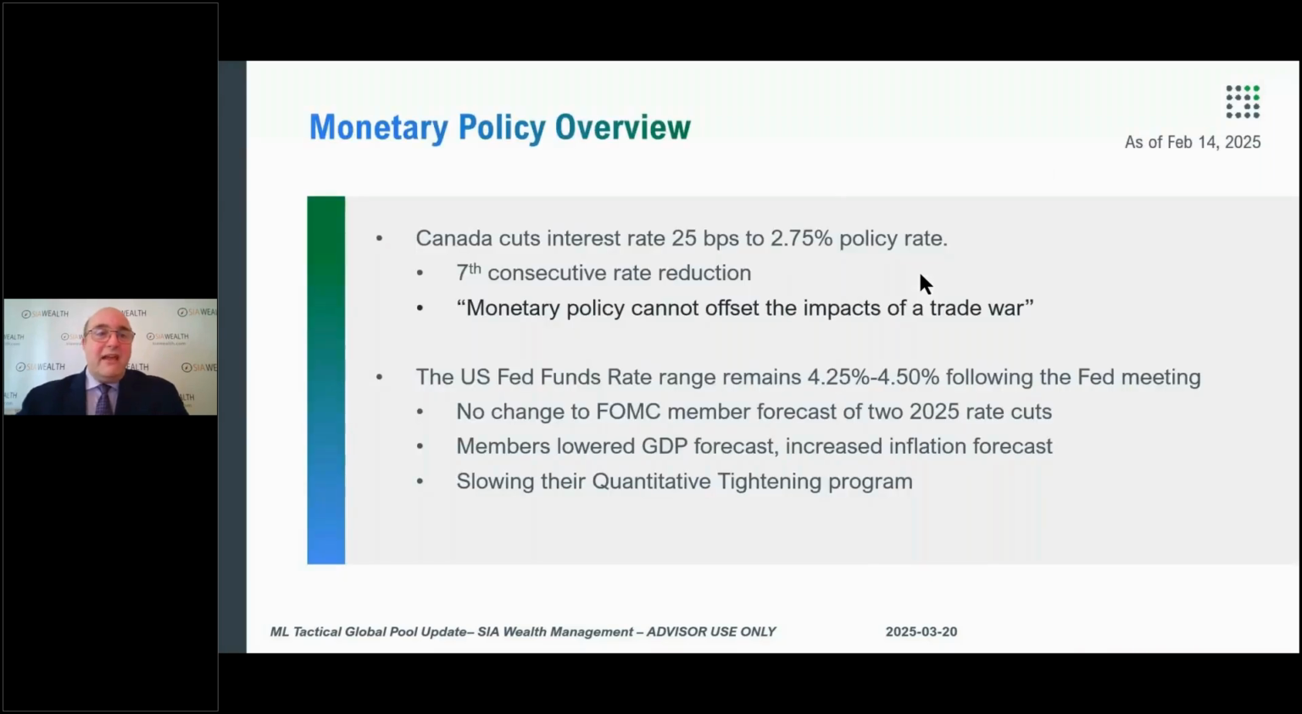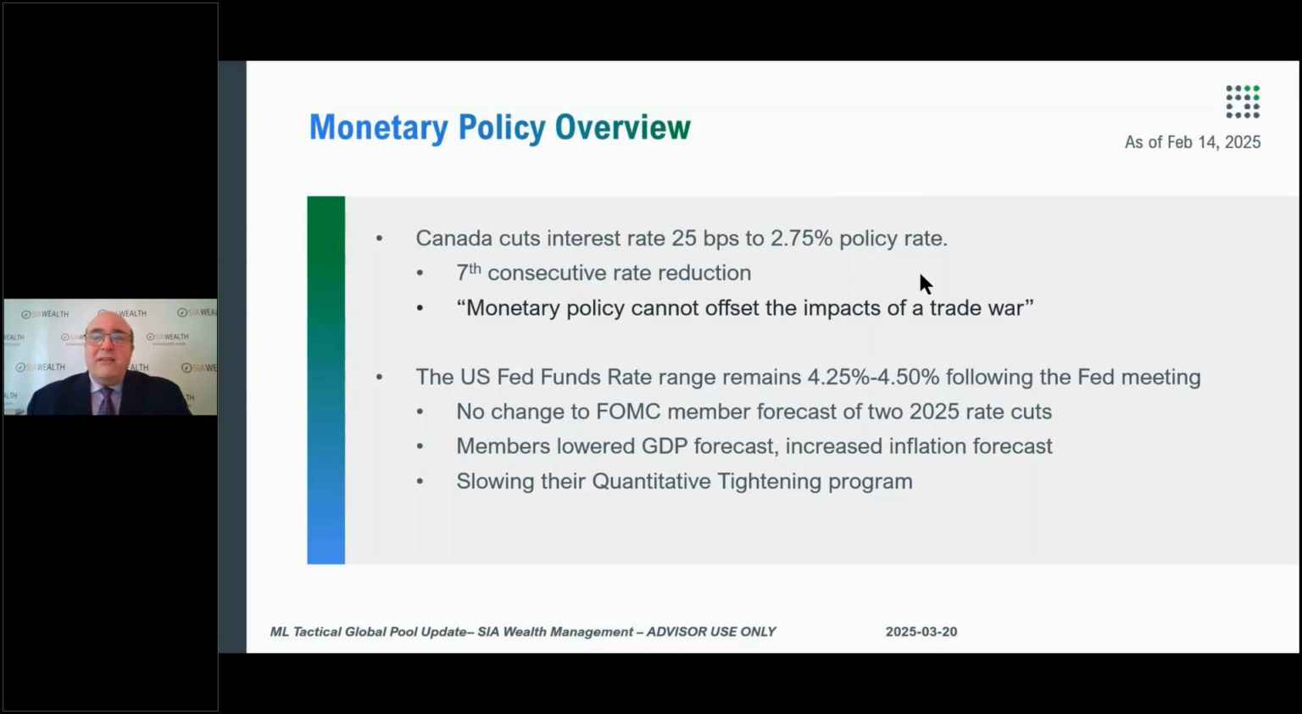March has been an active month for world markets, and our portfolios have changed to reflect that. So first of all, we'll start with monetary policy. Last week, the Bank of Canada cut its benchmark interest rate by 25 basis points to 2.75%. It was their seventh consecutive interest rate reduction, and the key quote from the governors and the board was: monetary policy cannot offset the impacts of a trade war.